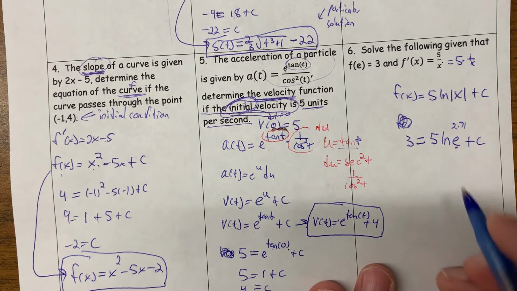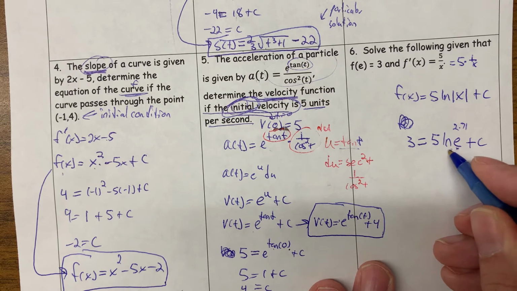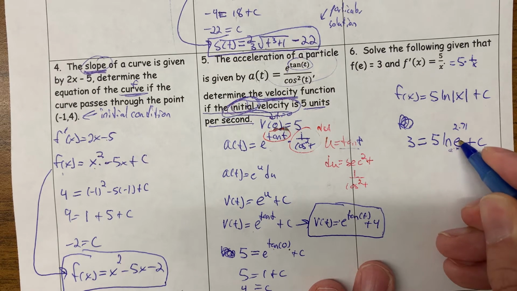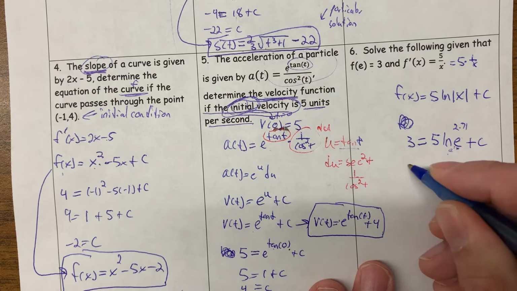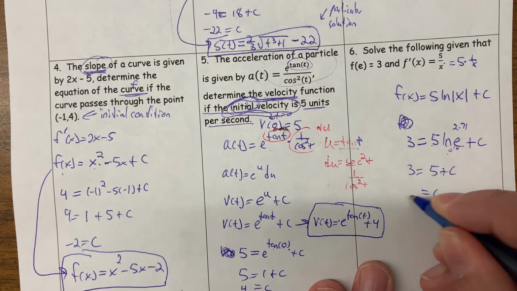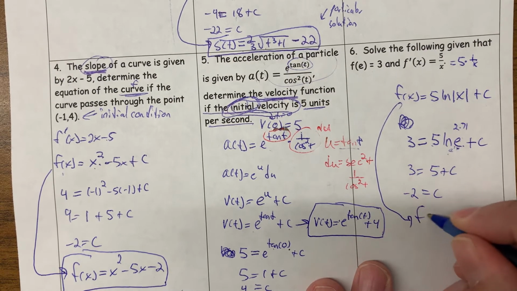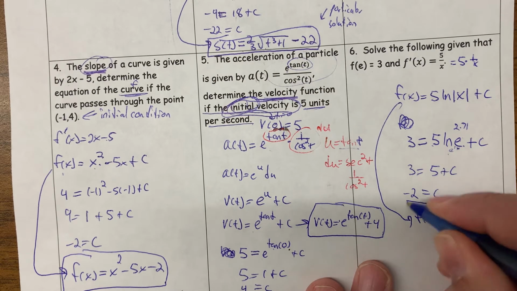But it's positive, so the absolute value is just e. And the natural log of e is saying e to what power gets you e? And e to the 1 power gets you e. So this is 3 equals 5 times 1, which is 5, plus c. So c is -2. We just subtract. So plugging back in, f of x equals 5 natural log absolute value of x minus 2.